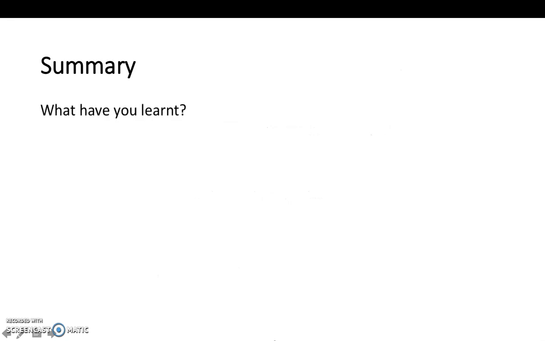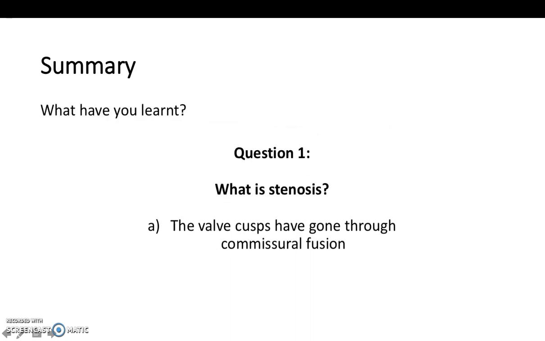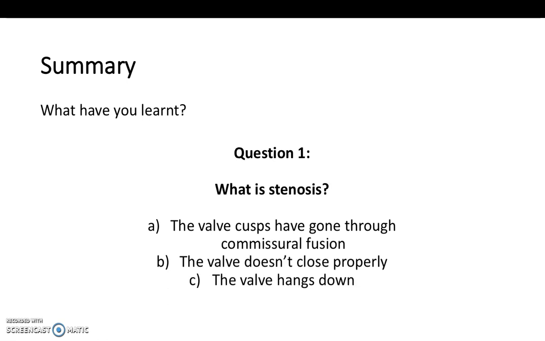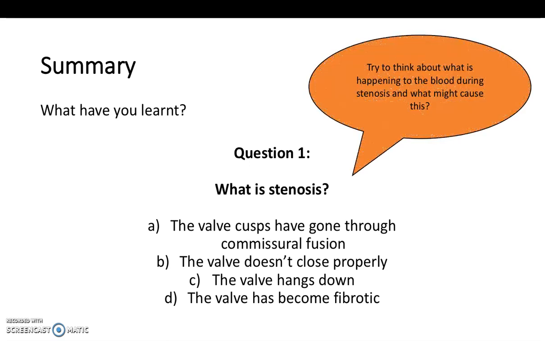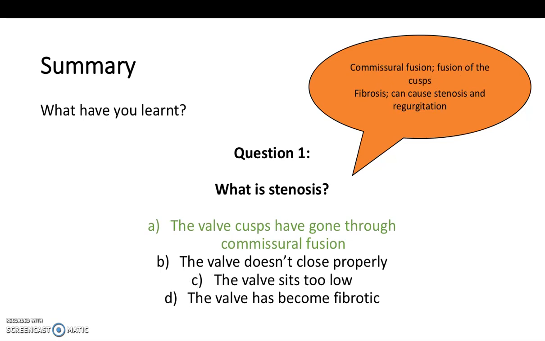Okay, so some questions. Question 1, what is stenosis? Is it the valve cusps have gone through commissural fusion, the valve doesn't close properly, the valve hangs down, or the valve has become fibrotic? So try to think about what is happening to the blood during stenosis and what might cause this. Again, pause the video and have a think. So the answer would be A, the valve cusps have gone through commissural fusion.